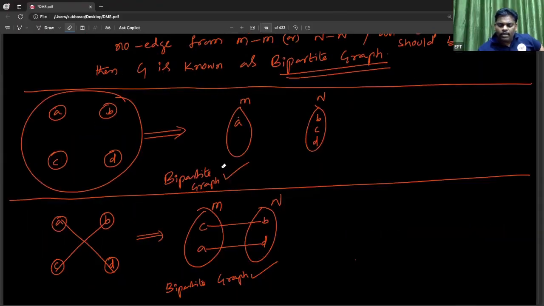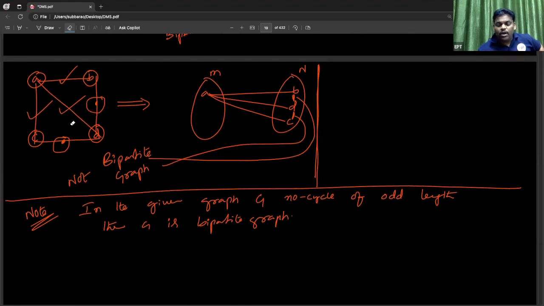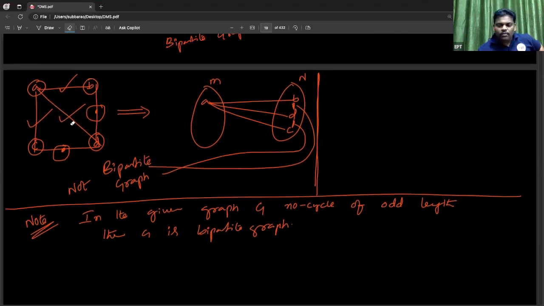Explain one more time, odd length. So what I mean to say is, in the given graph, whether an odd length cycle is there or not. Then what are you doing when it is going on? When it is going on, you are typing. Can you listen once again?